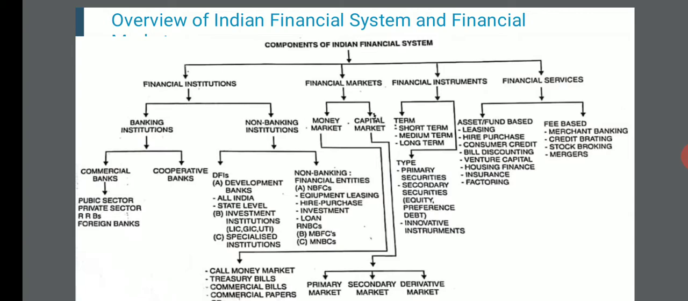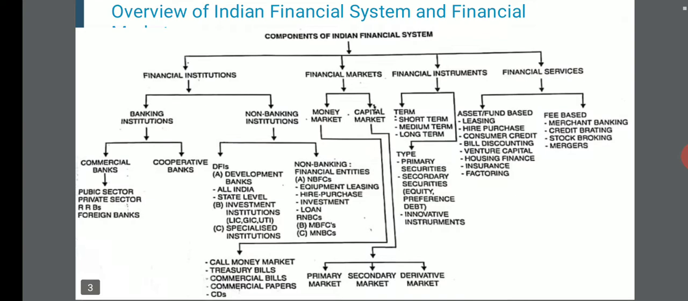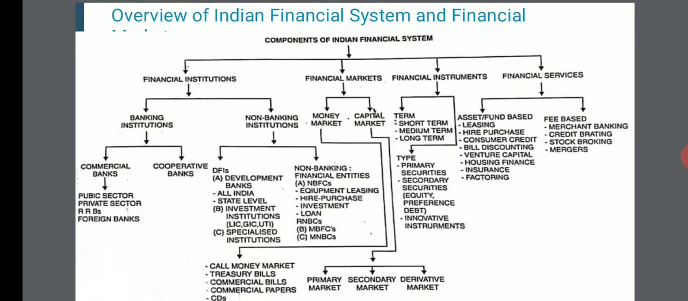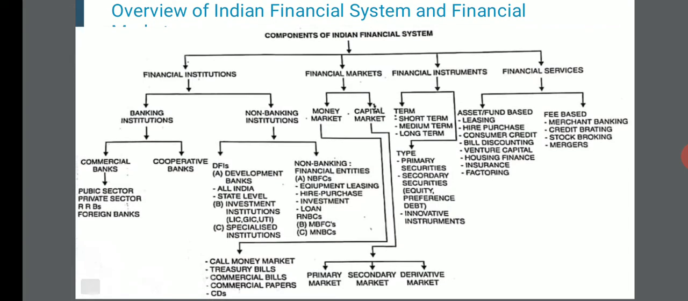Now primary securities are securities like IPOs, which are issued for the first time. Secondary securities are securities which change hands and are traded, which have already been issued. Then innovative instruments are instruments which are made up of both equity and debt. Financial services can be divided into asset or fund-based services, and the second one is fee-based services.